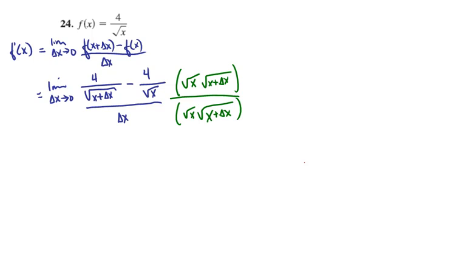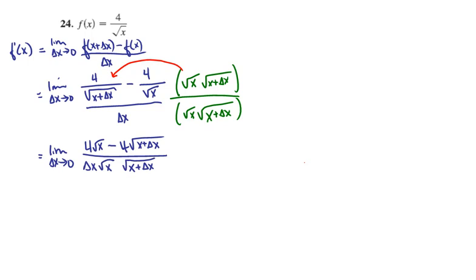Alright, at this point we can multiply out. We need, for the numerator, to distribute the square root of x times square root of x plus delta x to the first term. When we do, square root of x plus delta x will cancel, and we'll be left with 4 times the square root of x. And then we subtract from that 4 times the square root of x plus delta x. Then our denominator becomes a little bit more complicated, and that is delta x times square root of x times square root of x plus delta x.